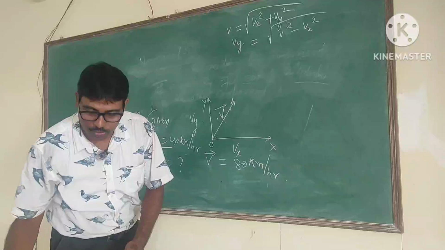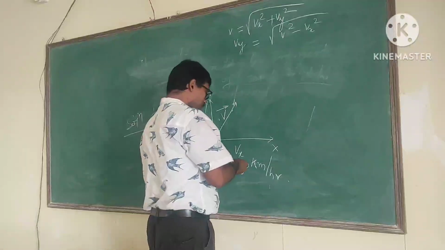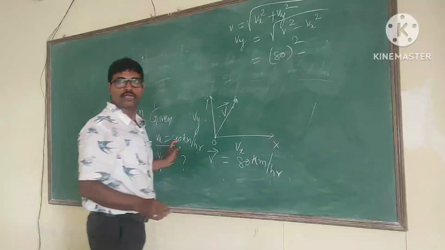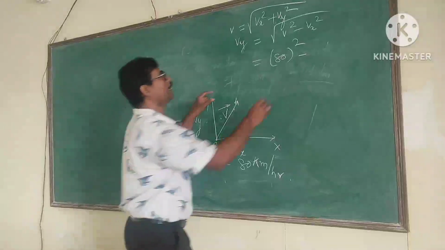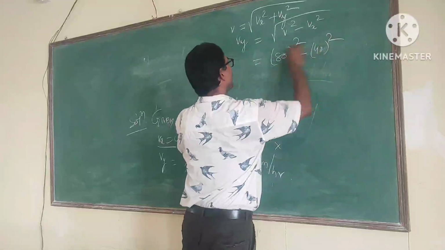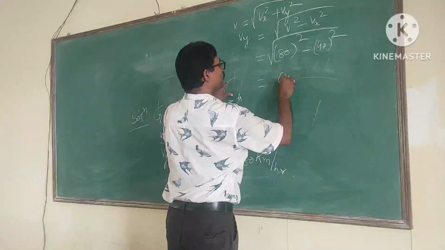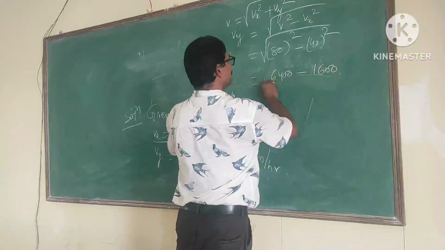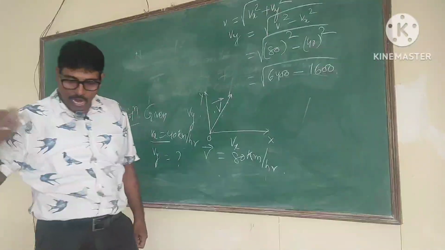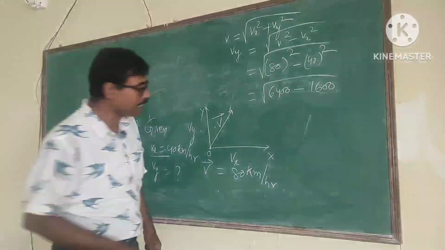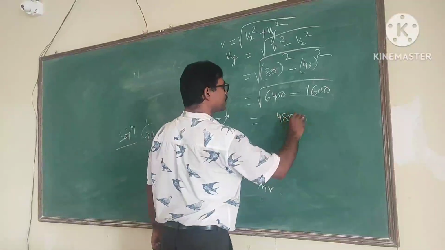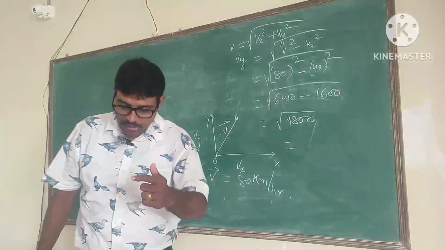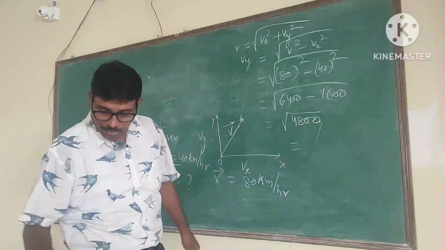Now put the values. V is 80, so 80 square, and Vx is 40, so 40 square, all under the square root. 6400 minus 1600, square root. After calculation you are getting the square root of 4800. If it were 49 you would get 7, so near about 70.